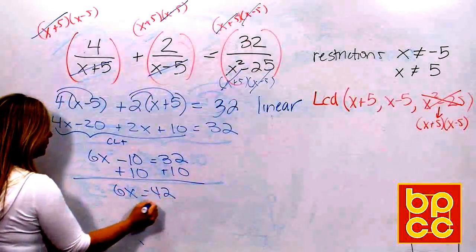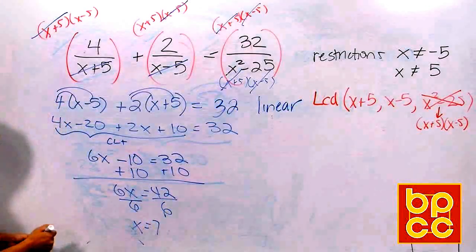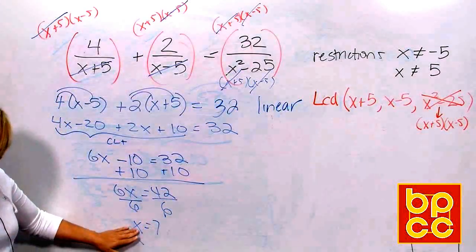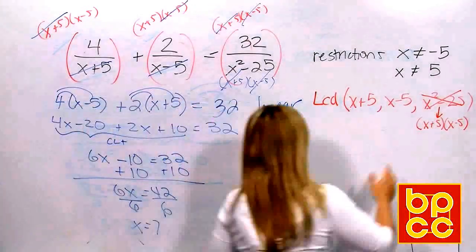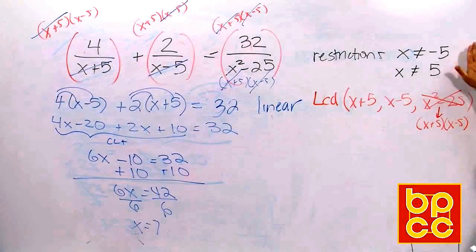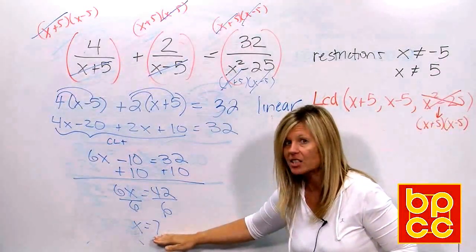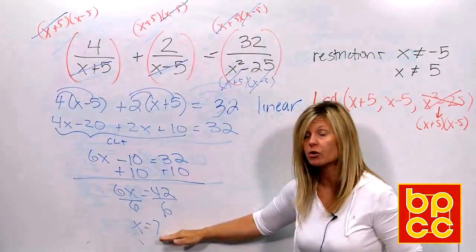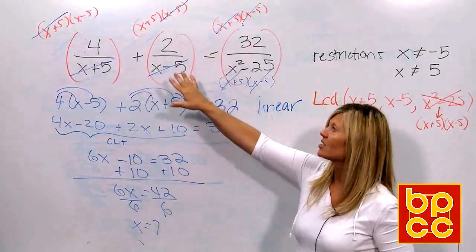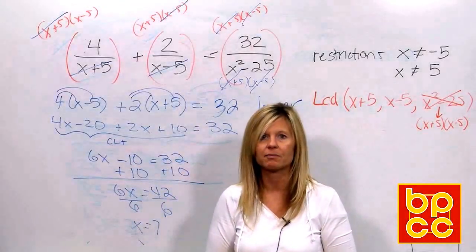6x equals 42. Divide by 6. X equals 7. Now, can that be the solution? Yes, it can, because we set up here the restrictions were negative 5 and positive 5. Up here we stated what could not be the answer. This is not a negative 5 and this is not a positive 5. This is good. So what is your solution? 7. 7 is the number that when you substitute it in makes this equation balance.